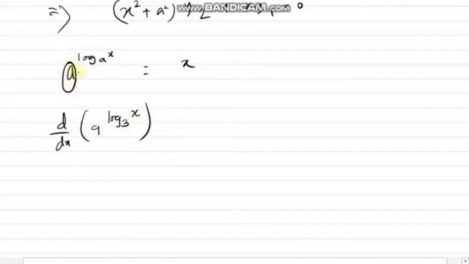So suppose the sum is, what will be d/dx of 9 to the power log x to the base 3. I know if this thing and this thing are equal, then it will be only x. So can we write the 9 as 3 square? So it will be 3 square to the power 2 log x to the base 3, right?